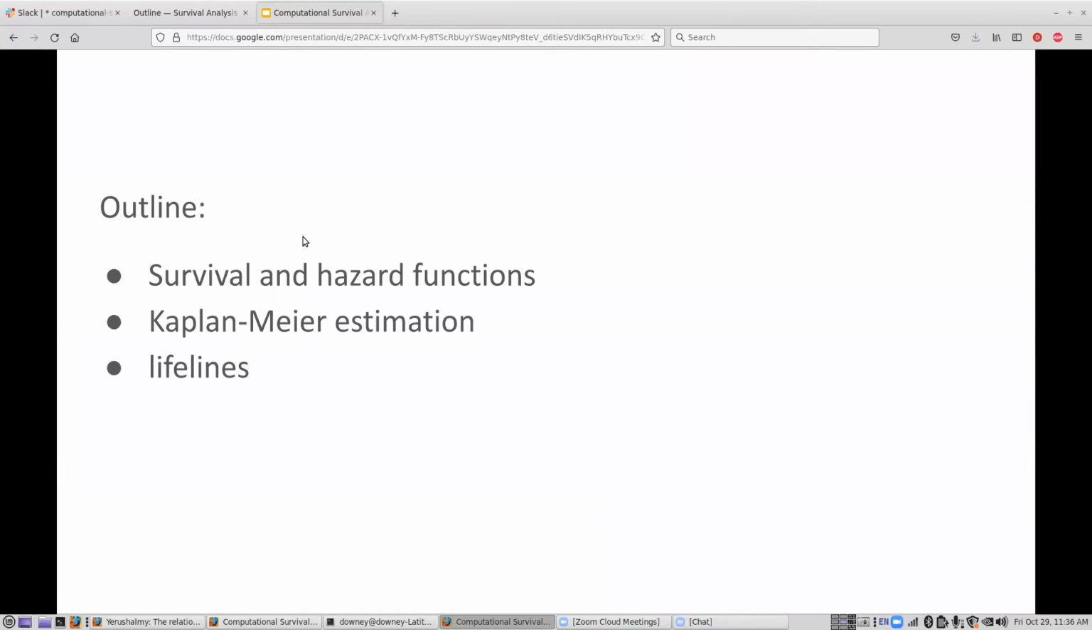So that's the outline. I'm going to start by describing survival and hazard functions using a simple example. As I said, Kaplan-Meier estimation, and then lifelines.